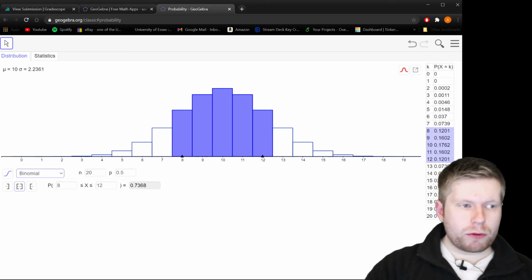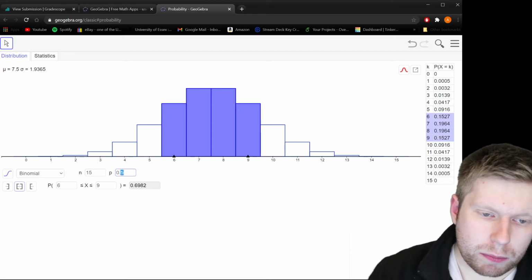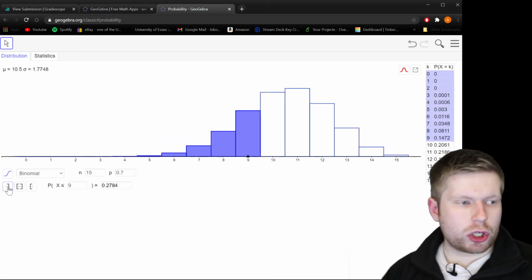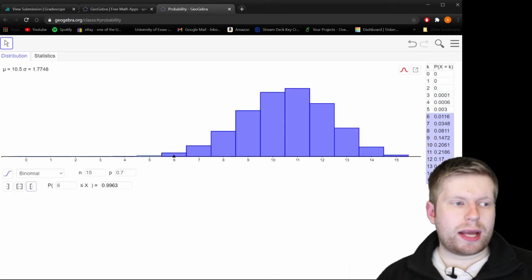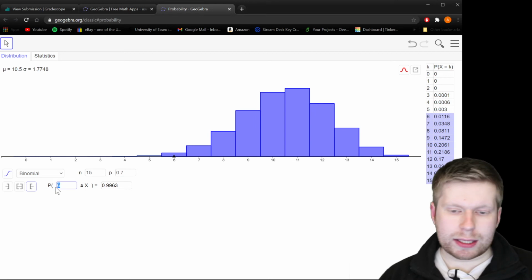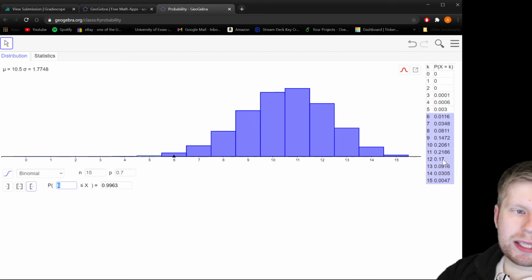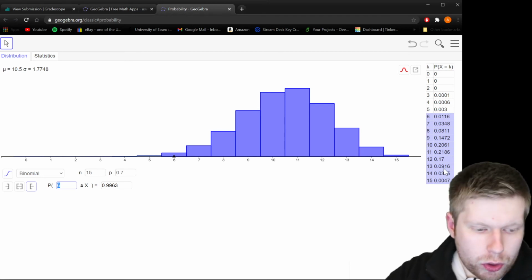I need to select the number of trials. So I need to type in here the number of trials, which is 15. I need to type the probability of success, which in this case is 0.7. Then I can choose either less than, values between, or probability of values greater than. So in this case I want the greater than probabilities. You notice that on the right hand side I've got greater than of all the probabilities automatically being calculated for me. So I'm going to take 0.0916.